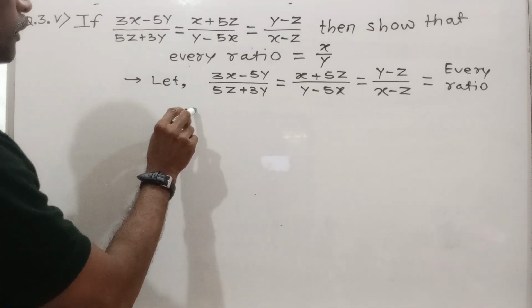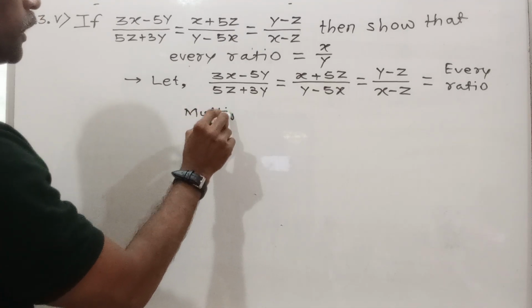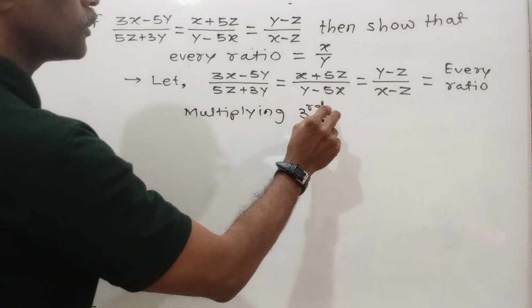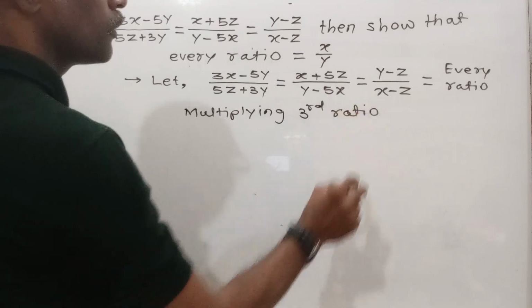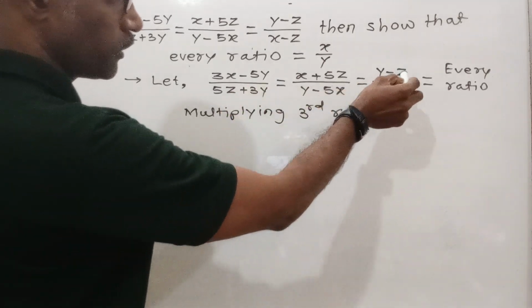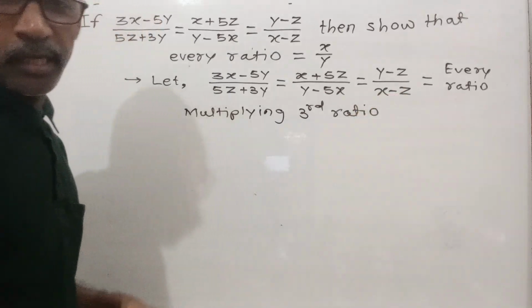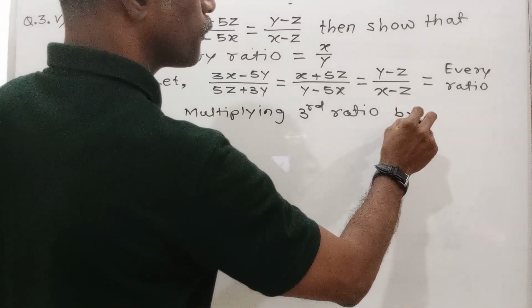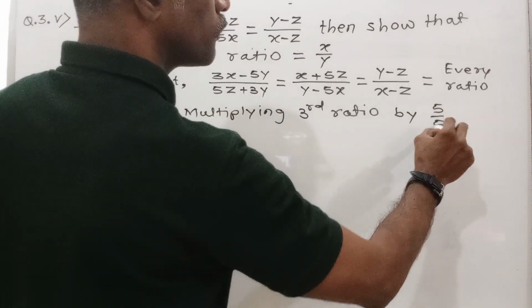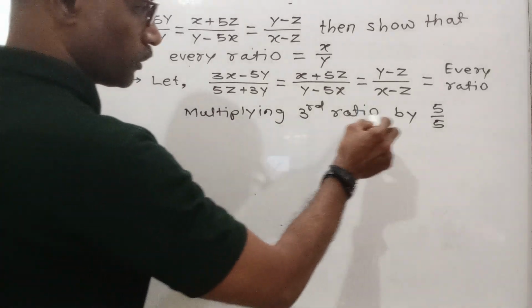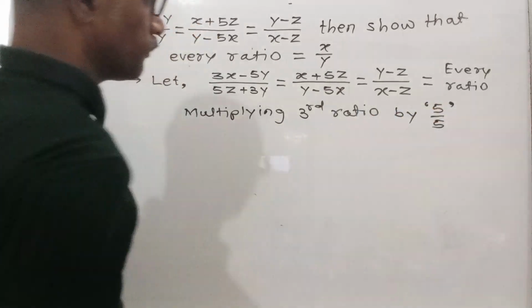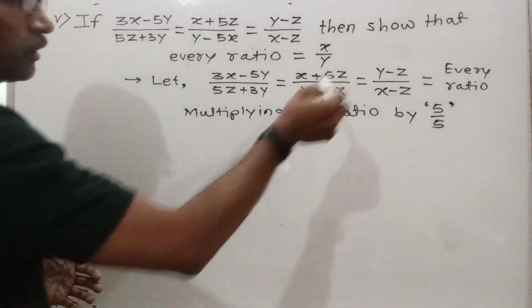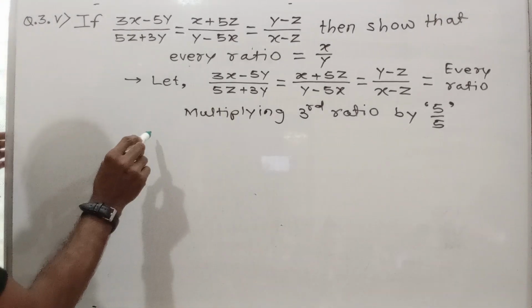Now multiplying the third ratio, which is the third ratio, first, second and third, (y minus z) upon (x minus z). Multiplying the third ratio by 5 upon 5. See here, 5, 5, 5, 5. So multiplying the third ratio by 5 upon 5.